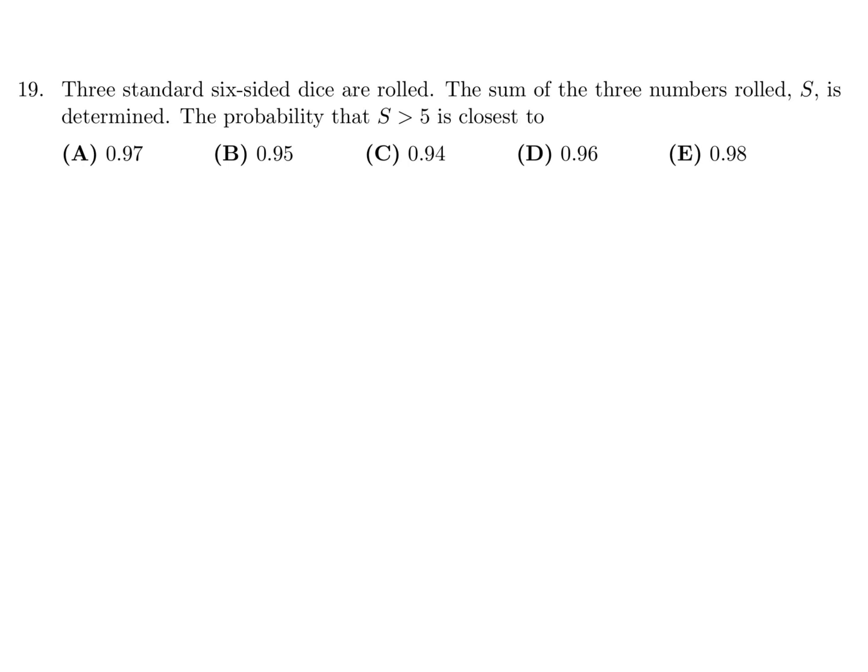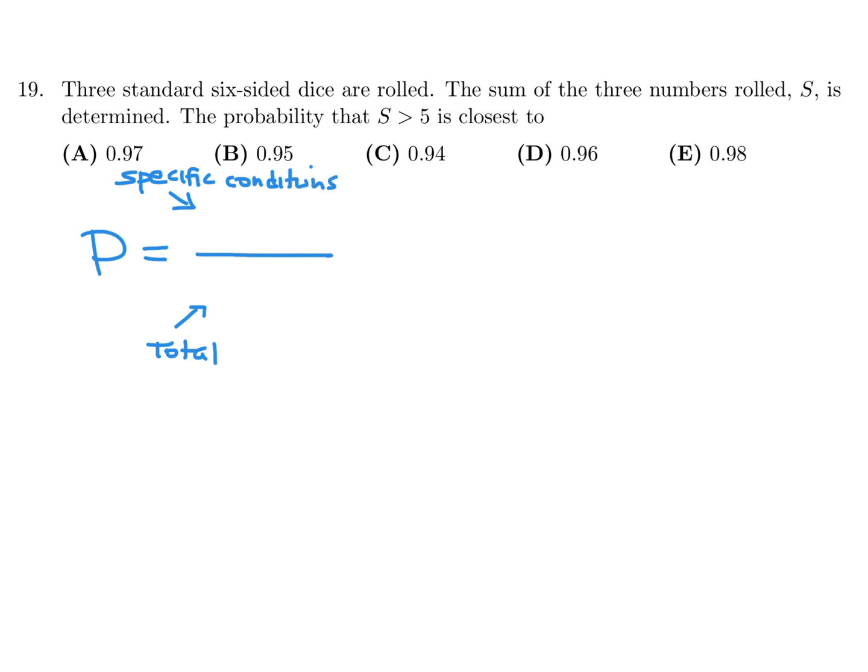Three standard six-sided dice are rolled. The sum of the three numbers rolled, S, is determined. The probability that S is greater than 5 is closest to. Any probability question is usually a fraction. It's the top over the bottom. This is the total possibilities, and this is our specific condition.